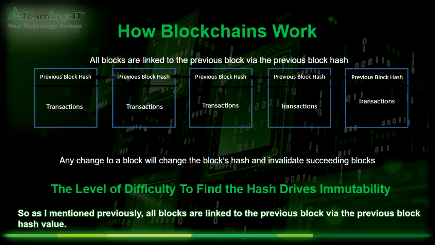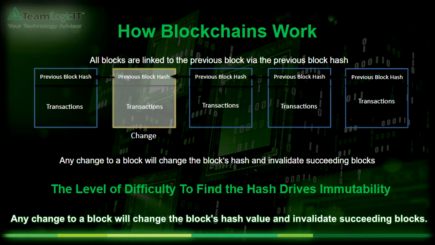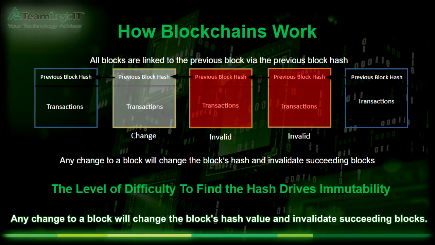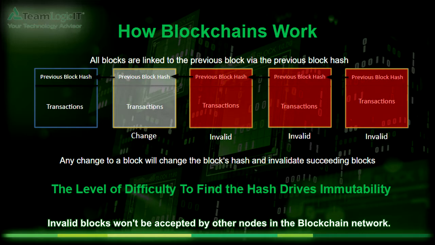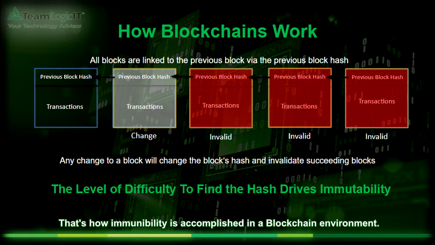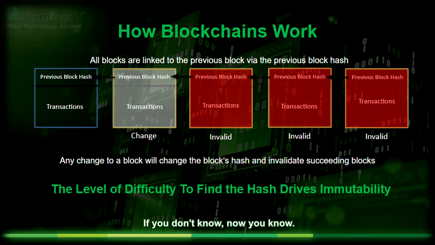As I mentioned previously, all blocks are linked to the previous block via the previous block hash value. Any change to a block will change the block's hash value and invalidate succeeding blocks. Invalid blocks won't be accepted by other nodes in the blockchain network. The other nodes will not add this change to their local copy of the blockchain. That's how immutability is accomplished in the blockchain environment. If you don't know, now you know.